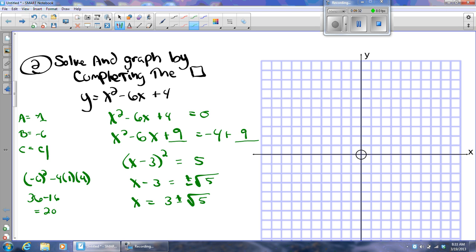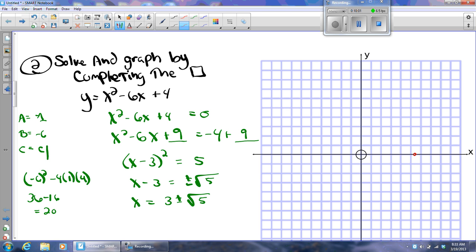All right, so now I've got two solutions, 3 plus the square root of 5 and 3 minus the square root of 5. At this point, I'm going to go to my calculator and get a decimal approximation because the square root of 5 is an irrational number, right? So 3 plus the square root of 5 is going to be about 5 and a quarter. It's 5.236. So 1, 2, 3, 4, 5 and a quarter is going to be right about there.